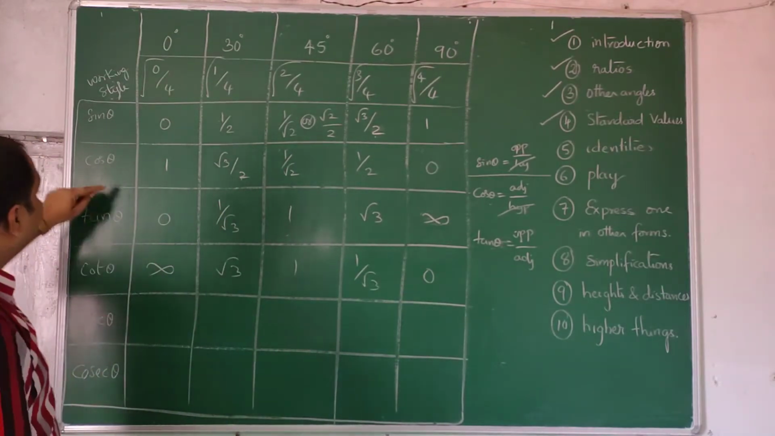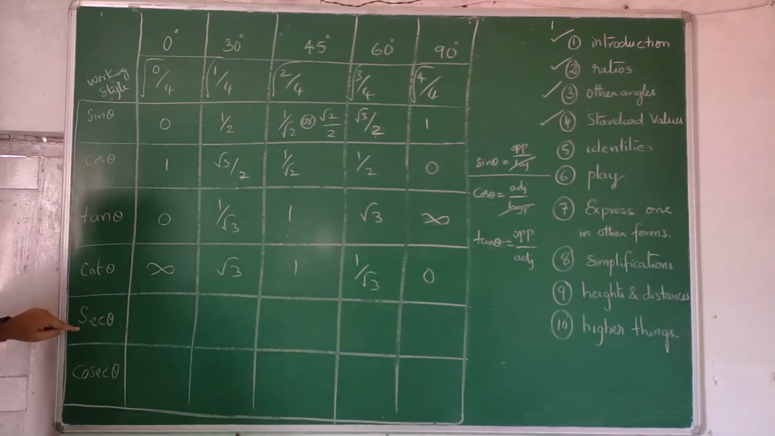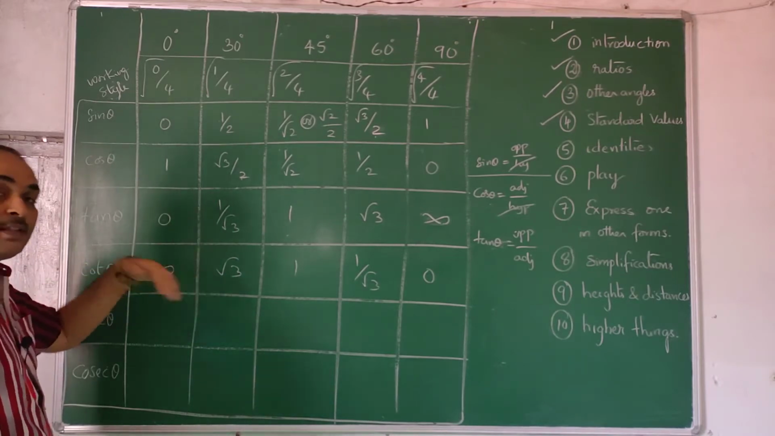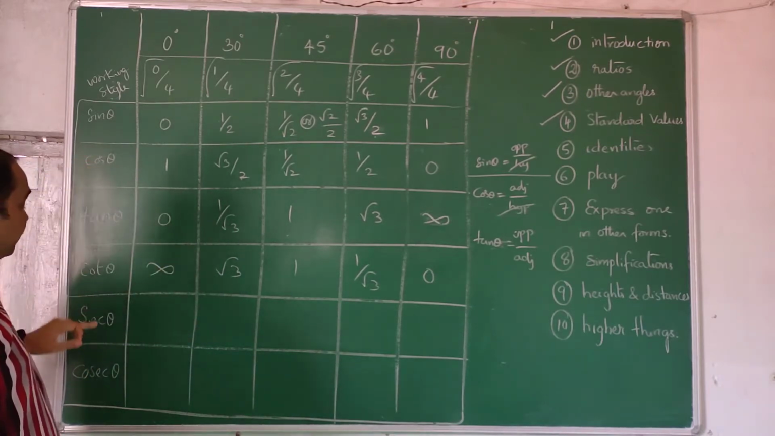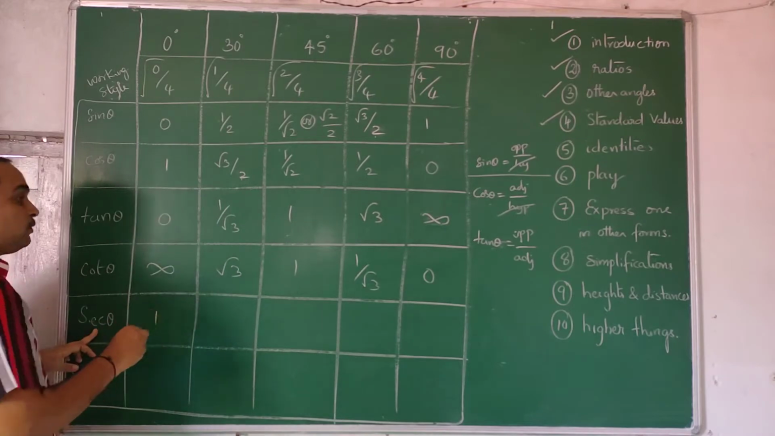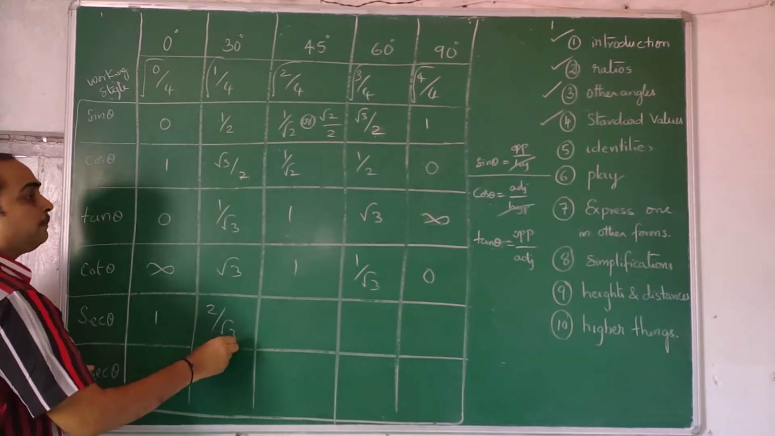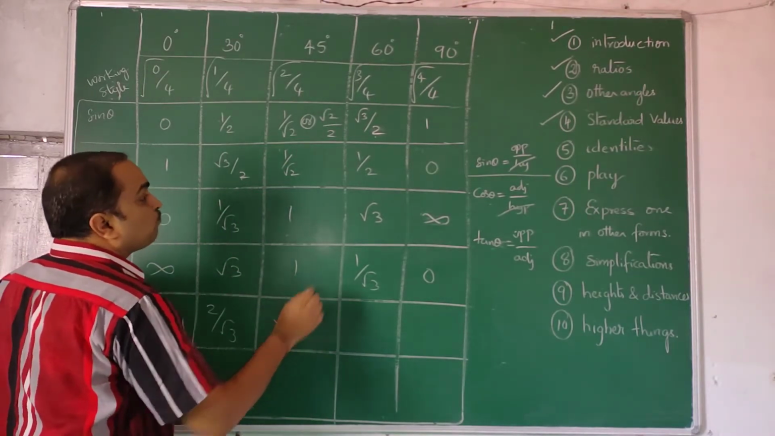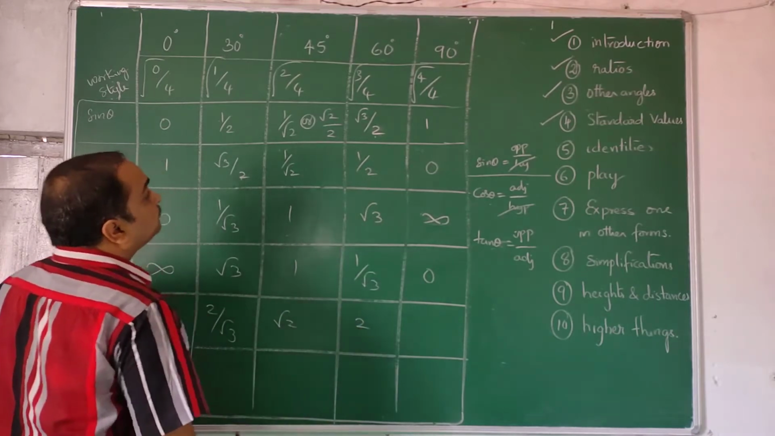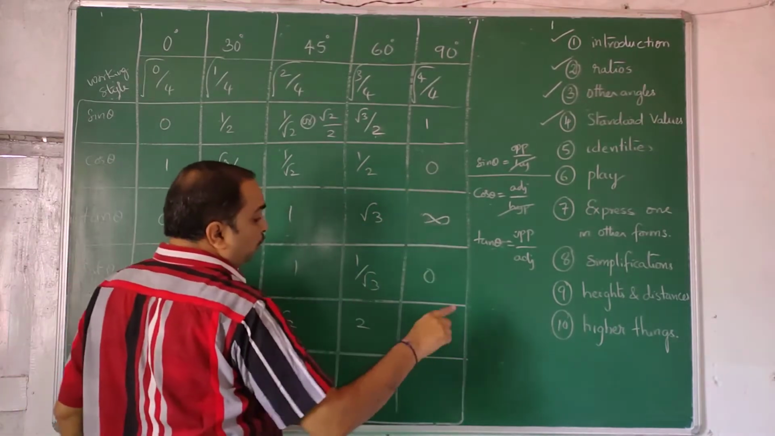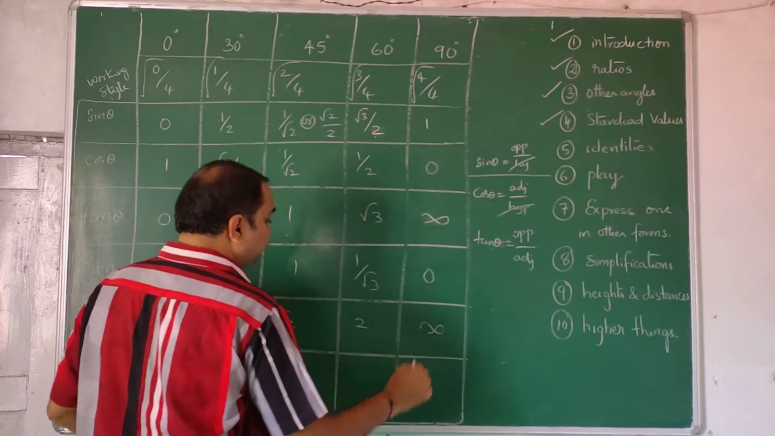In the beginning I told you this is the reverse of this, and this is the reverse of this. Reciprocate this to get this. This is the other way of getting it. So cos theta reciprocation is secant theta. 1 by 1 is 1, 2 by root 3, root 2 by 1, 2 by 1, 0 by 1, infinity. 0 by 1 is 0.